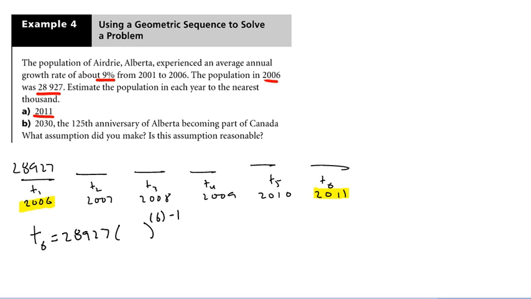And now we just need to figure out what we are multiplying by every time. Well, a growth rate of 9% is going to, for 2007, be our original 100% from 2006 plus another 9%. So we need to multiply by basically 109%, or 1.09. Okay, and that gives us a T6 of 44,569 rounded.